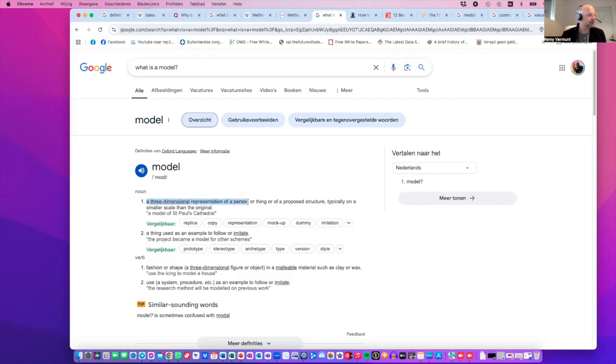A model is a three-dimensional representation of a person or thing or a proposed structure, typically on a smaller scale than the original. So if I have a graphic representation of an idea or a structure or a process or a methodology, and I represent that in a 3D graphic like this, that's a model. So here, product of mindset, efficiency, and effectiveness resulting in success. The graphic representation of these three circles here, that's a model. So let's see what we can find about sales processes, sales structures, models, methodologies and methods.